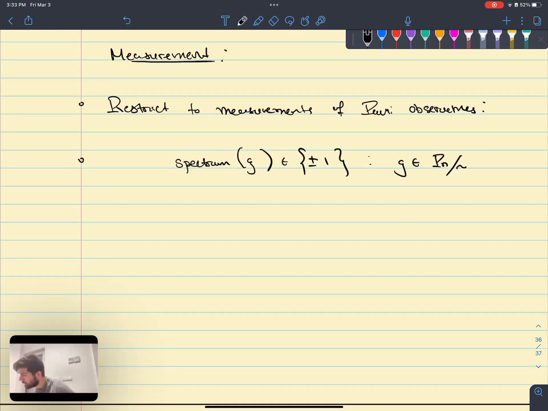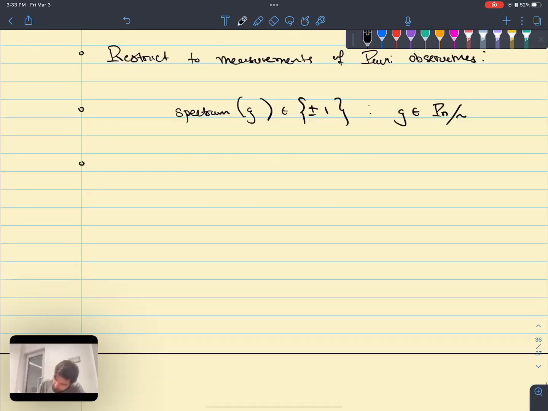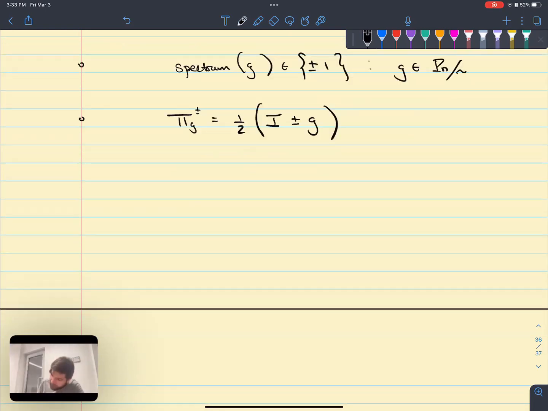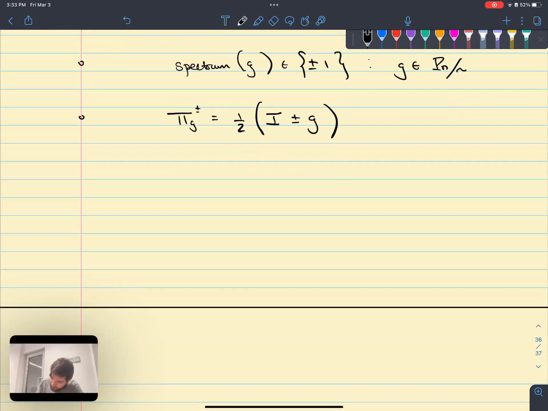Okay, and to perform such a measurement, the projector corresponding to such an observable, which can be plus or minus 1, is something like the identity. So this is acting on a particular tensor factor, right? I plus or minus G. So now we have two possible cases for how we want to measure this. Say that we have, let S be a stabilizer group.